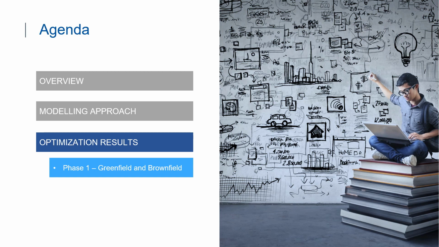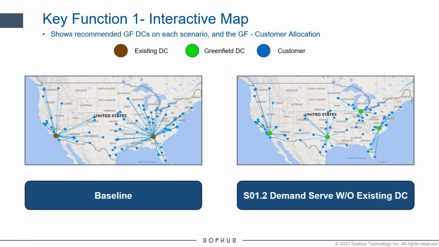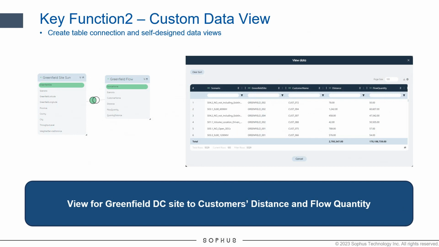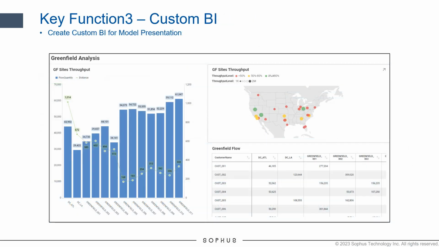After we solve the scenarios, we can create interactive maps to display the results. Besides, we can create views from all the tables for data analysis. Like here, I have created the Greenfield sites and their throughput quantity from 2 different tables. Last, we can create a custom BI for model presentation, enabling us to display multiple charts simultaneously for enhanced visualization.